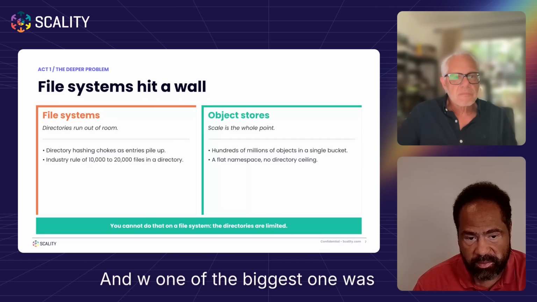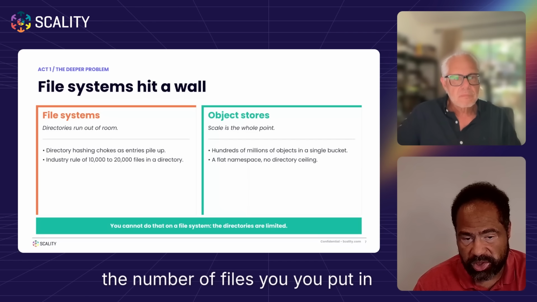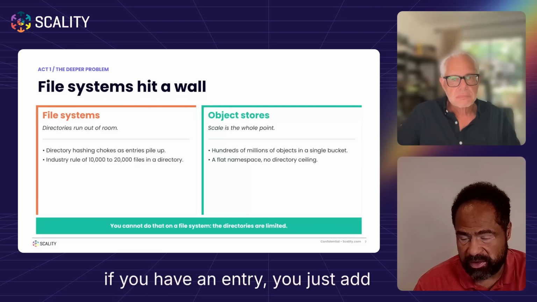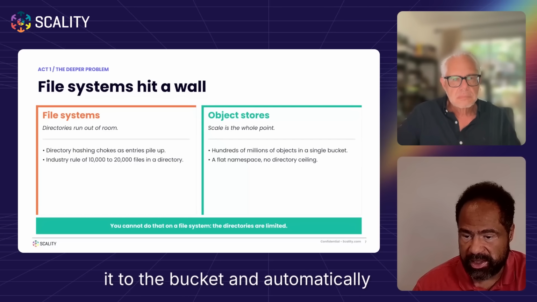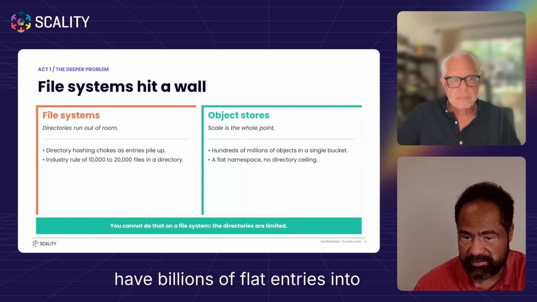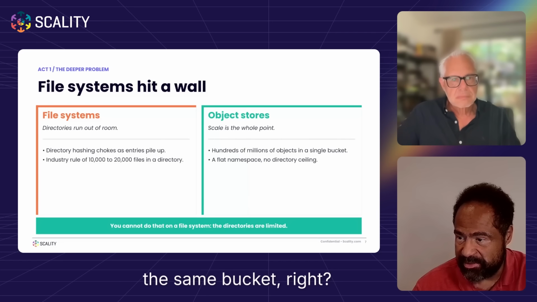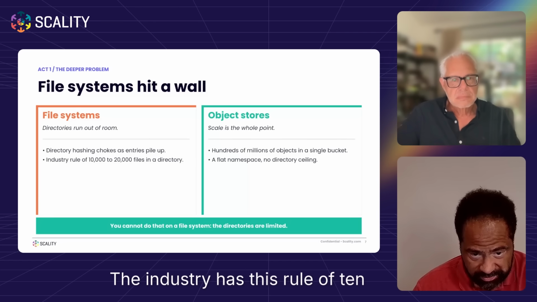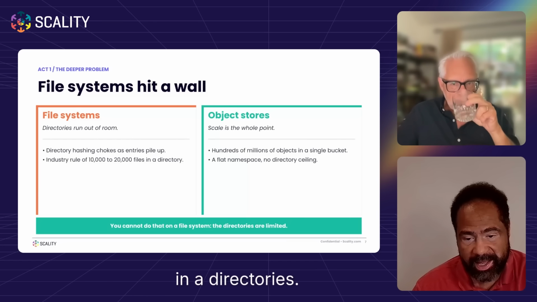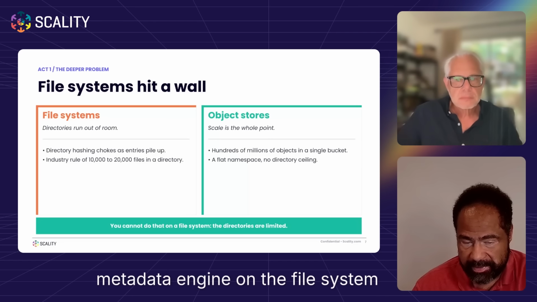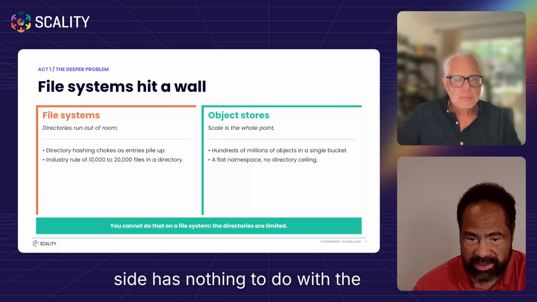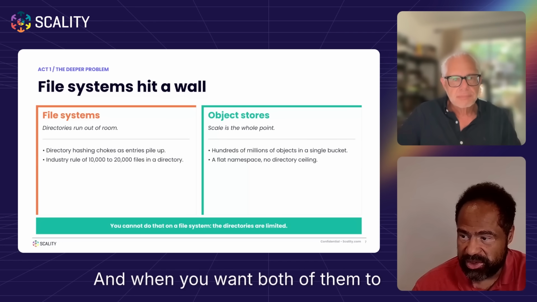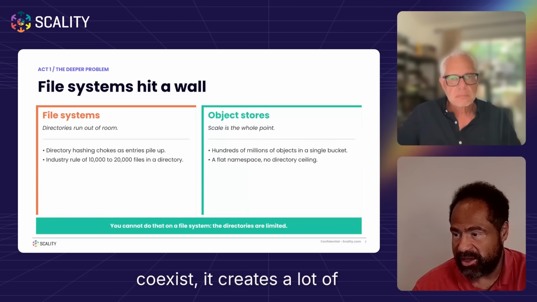Yeah, I do. And one of the biggest was the number of files you put in a folder, right? On an object store, you don't think like this. If you have an entry, you just add it to the bucket and automatically it's going to be there. And you could have billions of flat entries in the same bucket, right? On a file system, you have to do directory hashing. The industry has this rule of 10,000 to 20,000 files in a directory. And this clashes, because the metadata engine on the file system side has nothing to do with the type of metadata engine on the object side. When you want both of them to coexist, it creates a lot of issues.